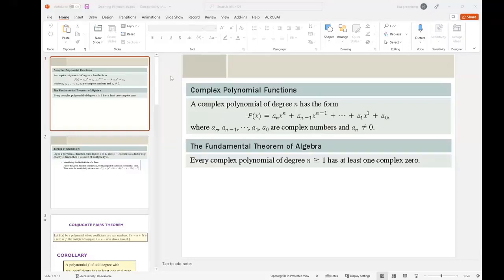So let's talk about what we're going to do here. So we have complex polynomials. A complex polynomial of degree n has this form. If n is 3, it's x cubed plus something x squared and so on. And all the values here are complex numbers, but we don't mean that they have an imaginary part.